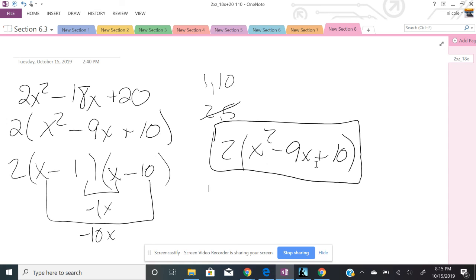X squared minus 9x plus 10 is prime, but 2x squared minus 18x plus 20 is not prime. So if you can factor out the greatest common factor, that does mean the problem is not prime. So don't forget that. That will be tested. That is something we would definitely trick you with on a test. So please pay attention to that. That's the end of section 6.3. So email me or ask me questions in class.